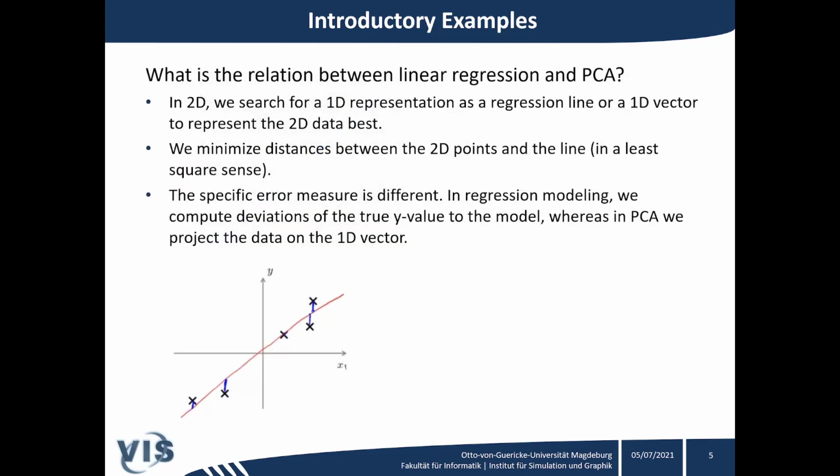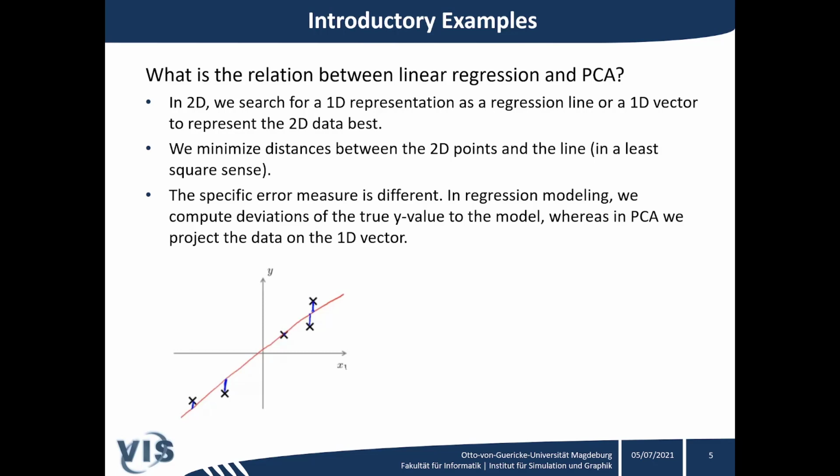In the lecture about linear dimension reduction, we already talked about the PCA, which is one of the most commonly used linear dimension reduction methods. The question is now how linear regression and PCA are related to each other. In 2D, we search for a 1D representation as a regression line, or a 1D vector, to represent the two-dimensional data best. So we minimize the distance between the 2D points and the line in the least square sense.